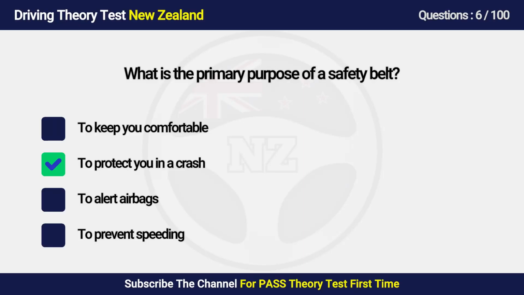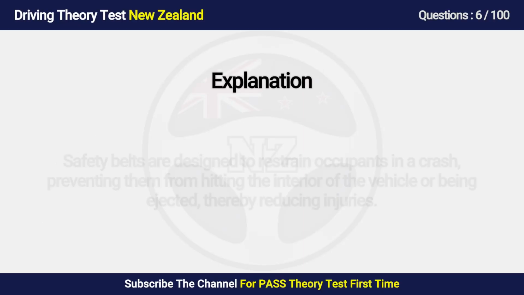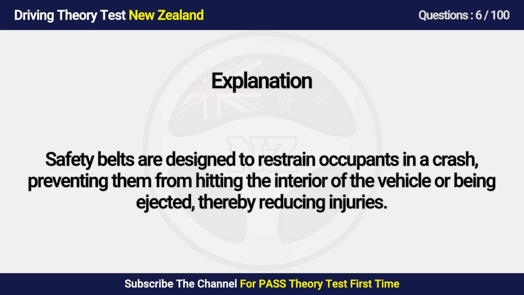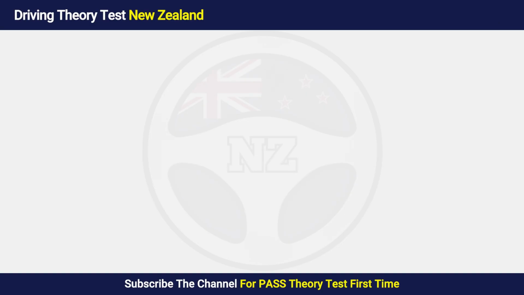Answer is B. To protect you in a crash. Safety belts are designed to restrain occupants in a crash, preventing them from hitting the interior of the vehicle or being ejected, thereby reducing injury.